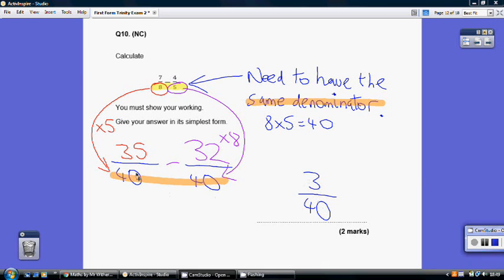Be careful that you don't change the denominator as you take or add. Now the question does say give your answer in its simplest form, but that can't be broken down any further. 3 is a prime number, so that's as simple as it gets.